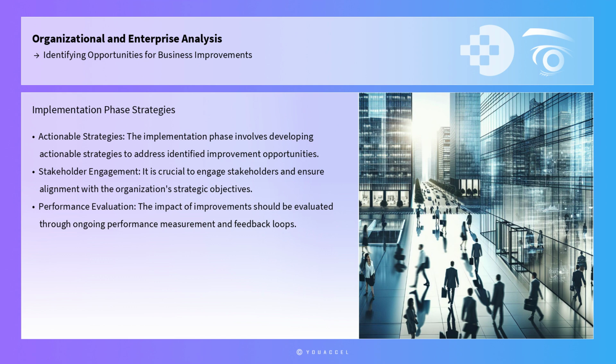Subsequently, the implementation phase involves developing actionable strategies to address identified improvement opportunities. This may include process reengineering, technology adoption, or organizational restructuring. Throughout this phase, it is crucial to engage stakeholders and ensure that there is alignment with the organization's strategic objectives. Finally, the impact of these improvements should be evaluated through ongoing performance measurement and feedback loops, allowing for continuous refinement and adaptation.